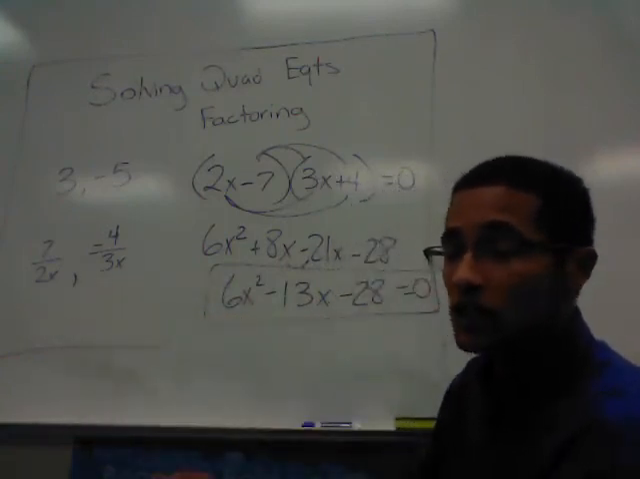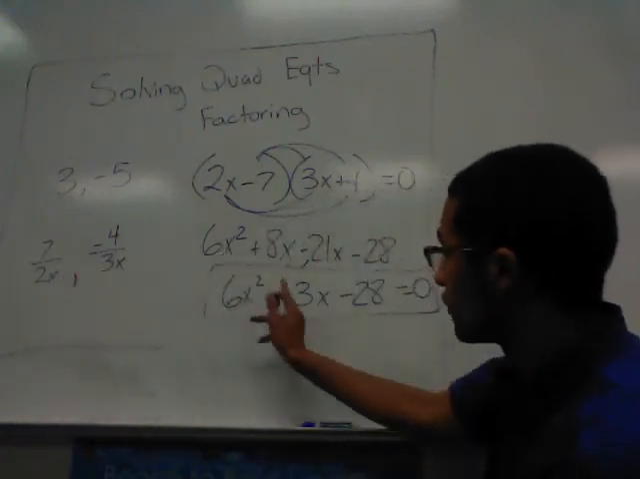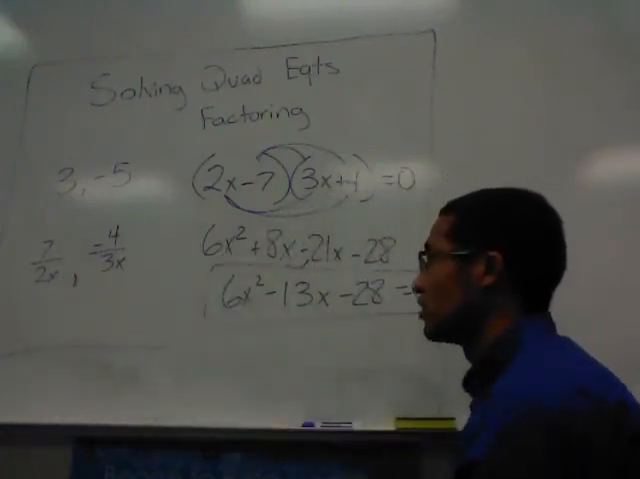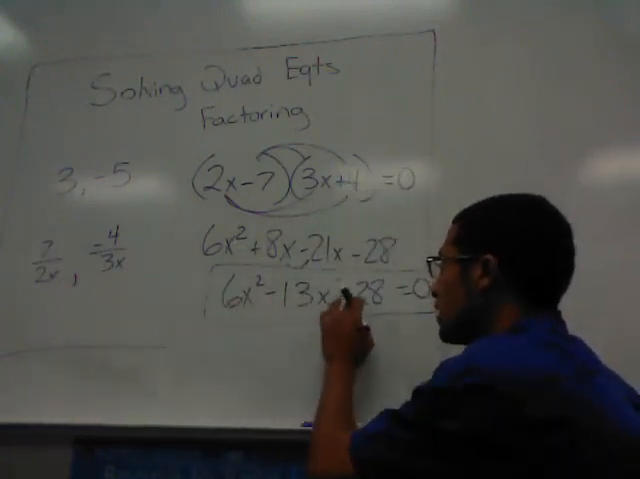And again, if you were to plug 7 over 2, not the x, 7 over 2 back in for both these x's, this whole left side will equal 0. Same thing with the negative 4 over 3. If you plug it in here, you're going to get 0.